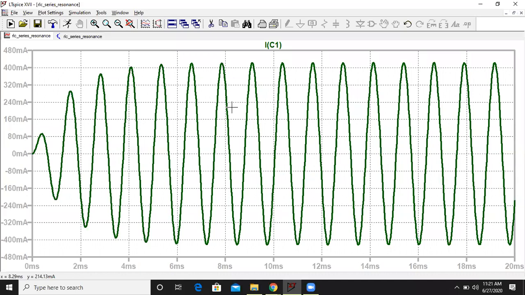Is that clear? Is this point clear, everyone? Hello, is this point clear? And are you all getting these waveforms as you can see on the screen?